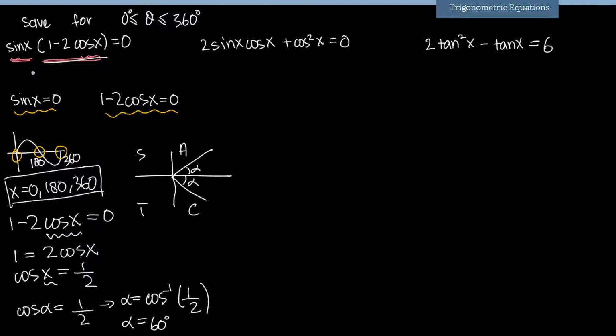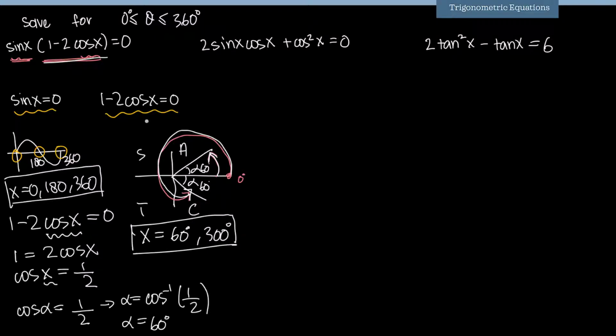If I measure my angles, my first angle is measured from over here, and my second angle is measured from this point again up to here. Since alpha is 60 degrees, my first value of x is going to be 60 degrees, and my second angle is 60 degrees short of 360 degrees. So it's going to be 360 minus 60, which is equal to 300 degrees. So these are my two answers for this equation.